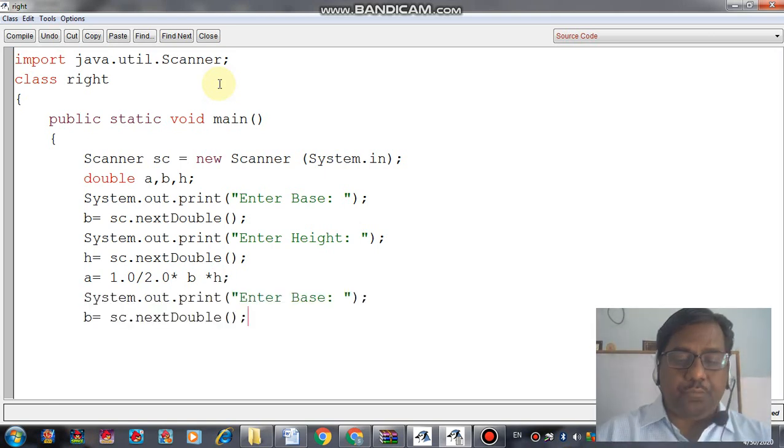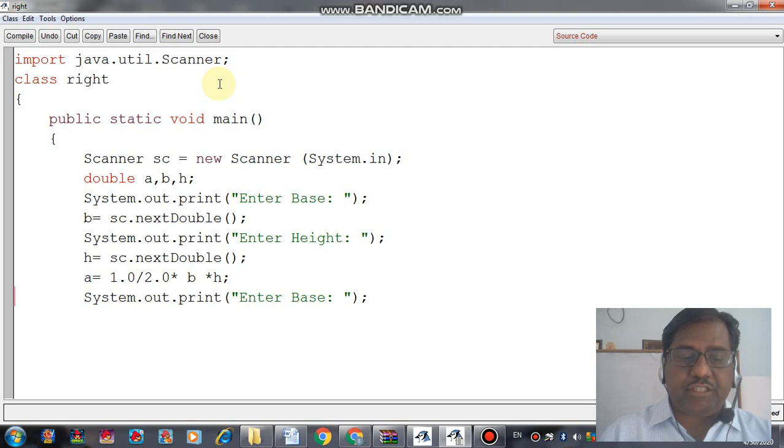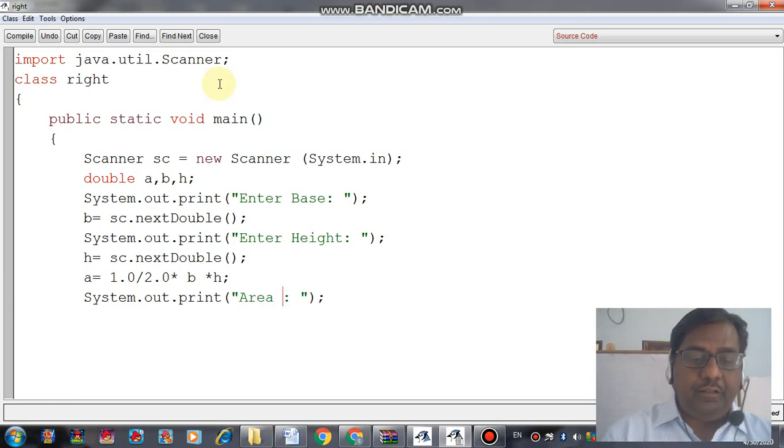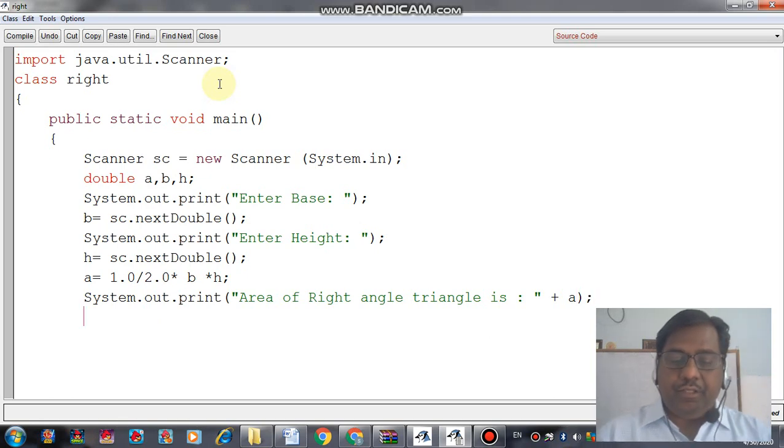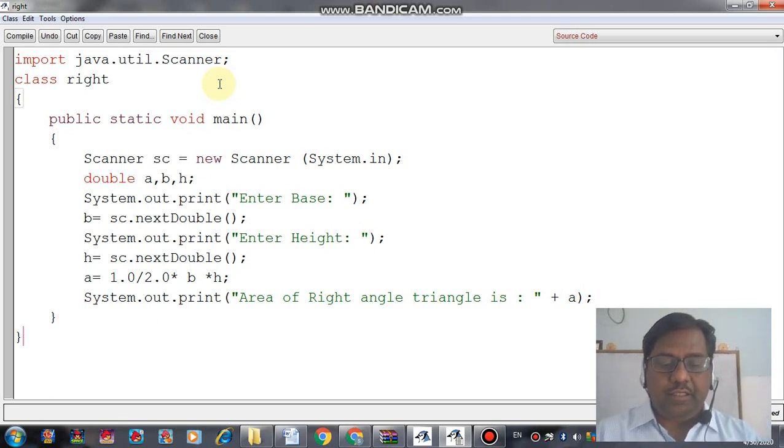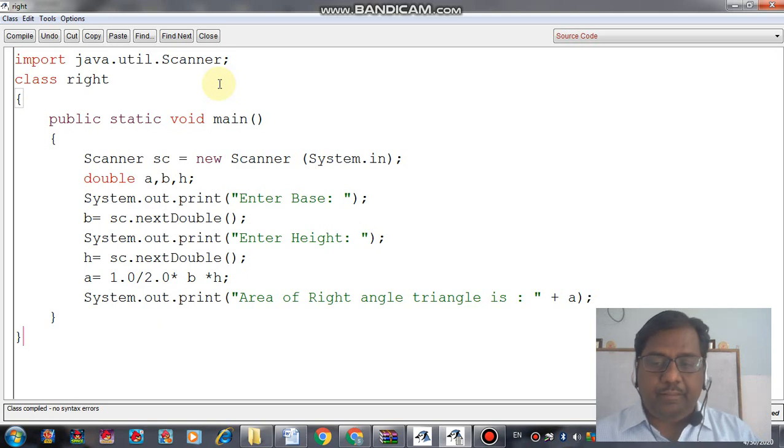Once the formula is through, you are supposed to print the answer. So you will print the answer as area of right angle triangle is, and at the end after the double quotes you will say A is the answer. You will close the main and you will close the class. Then you will compile the program. At last you will see no syntax error.